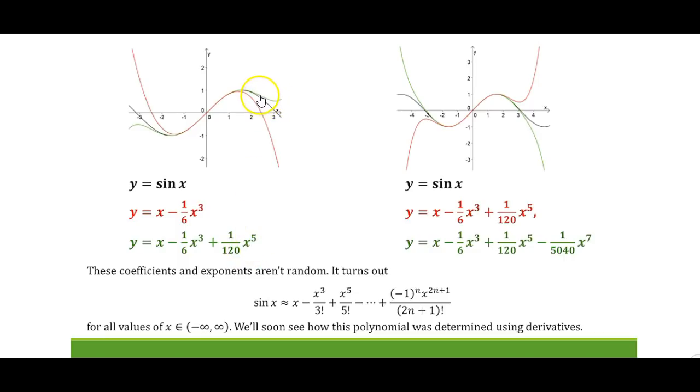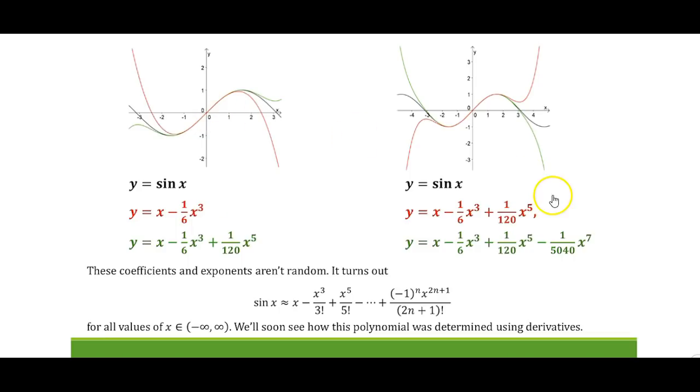And so I can see that that function there is an even better approximation as I get further and further away from the origin 0. So the cubic was pretty good up till a certain point, but the quintic is even better. It goes even further, but it does start to give us some error the further away we go from the origin.